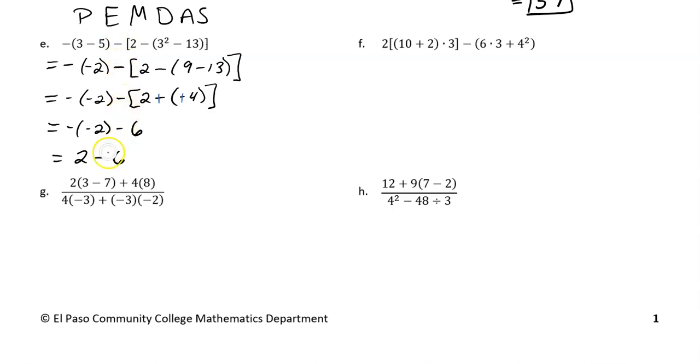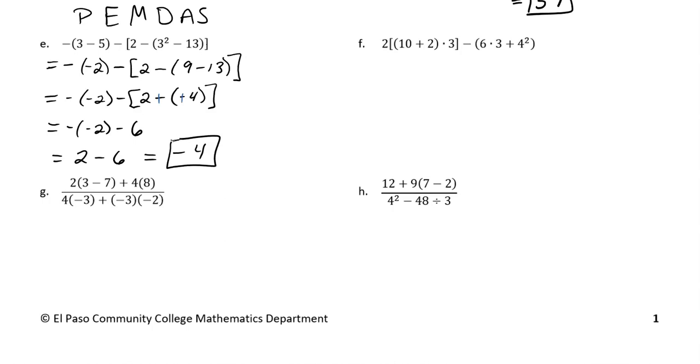See, this minus has been kept going. And we don't have any more multiplication, division, addition, subtraction. We do have a subtraction. And 2 minus 6 gives us our final answer of negative 4. So within more parentheses, within these square brackets, we still follow the same rules, right? Always parentheses, exponents, multiplication, division, addition, subtraction.